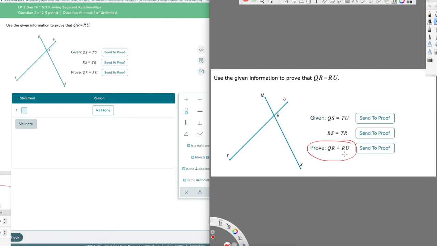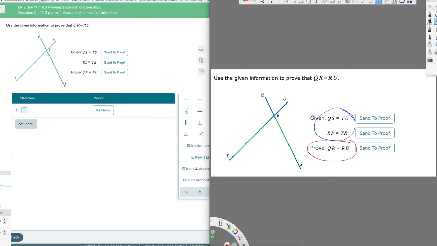That's where I'm going. And I also know what I'm starting with. I'm starting with these two pieces. So I know that QS, this whole segment here, equals TU, this whole segment here. So each piece equals the other. And I'll do a bright green here. RS, the larger part of the segment, also equals TR, which is the larger segment here. So we have these two pieces equal to each other.